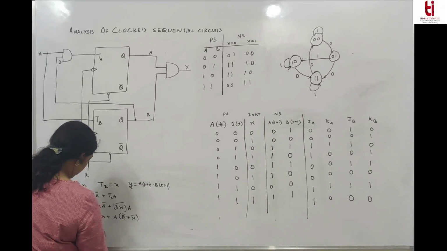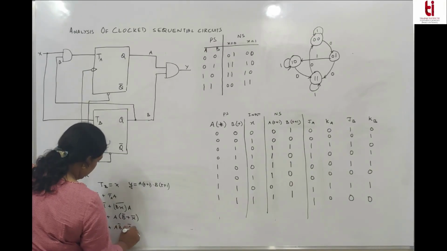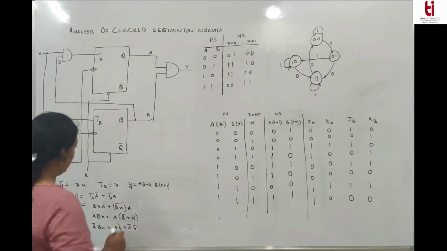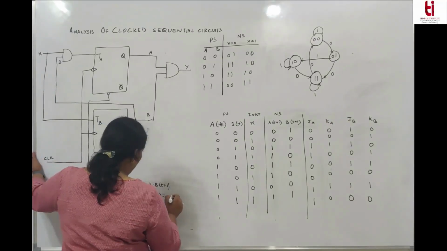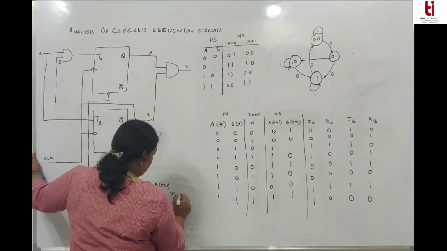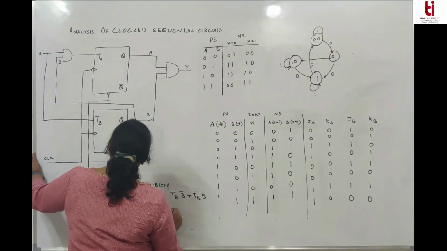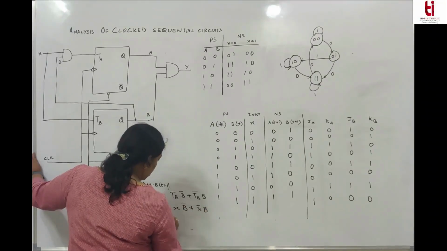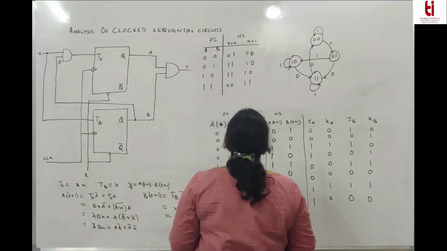So these are the next state equations for A. And what is the next state equation for B? You should remember the characteristic equation for T flip-flop: T B bar plus T bar B. What is T B? It is X. So X B bar plus X bar B, which is B XOR with X.